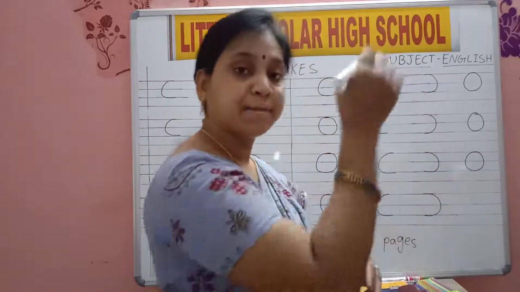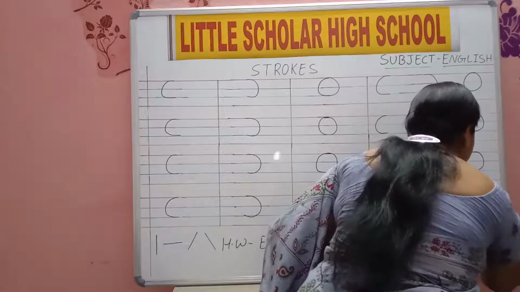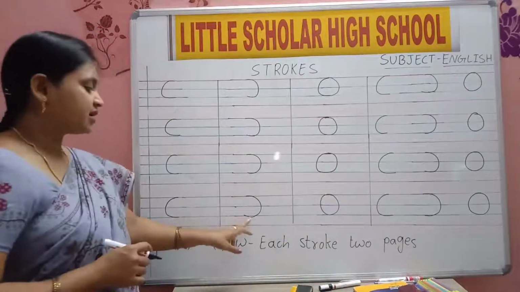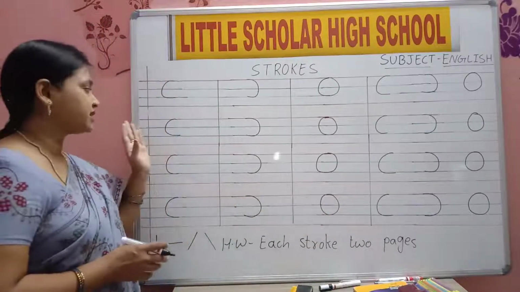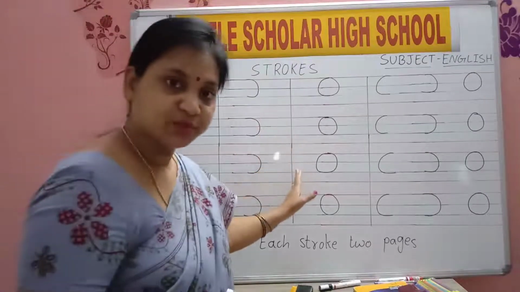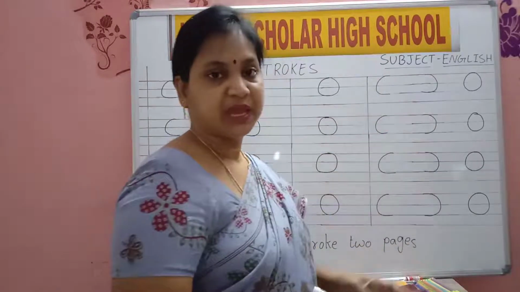Now you will write complete circle, full circle. Circle, yes, left curve, right curve, circle. Now your homework is, you will write left curve 2 pages, right curve 2 pages, circle 2 pages. After that, you will write all these 3 in one paper.